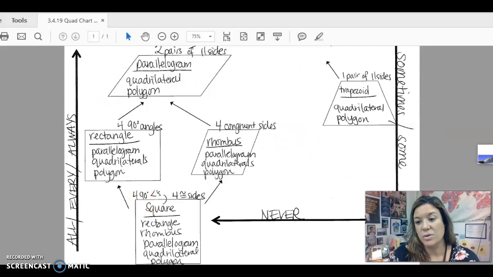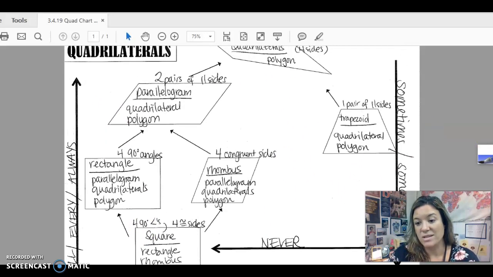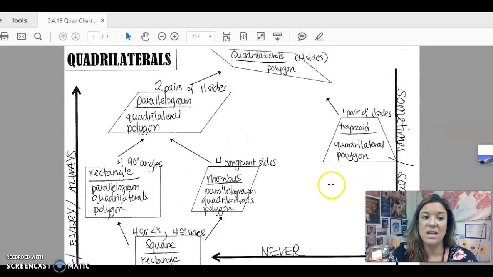So this chart will be home at some point with your child. It's a good chart to study. Hope that helps. Let me know if you have any questions.